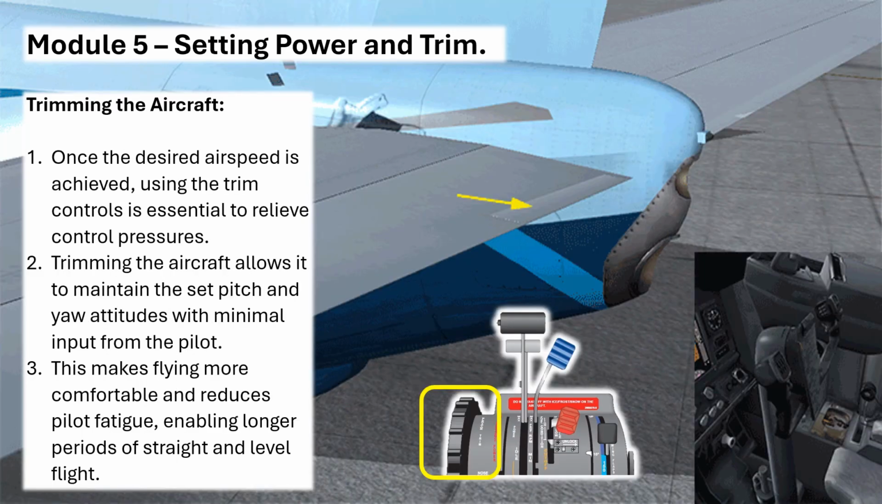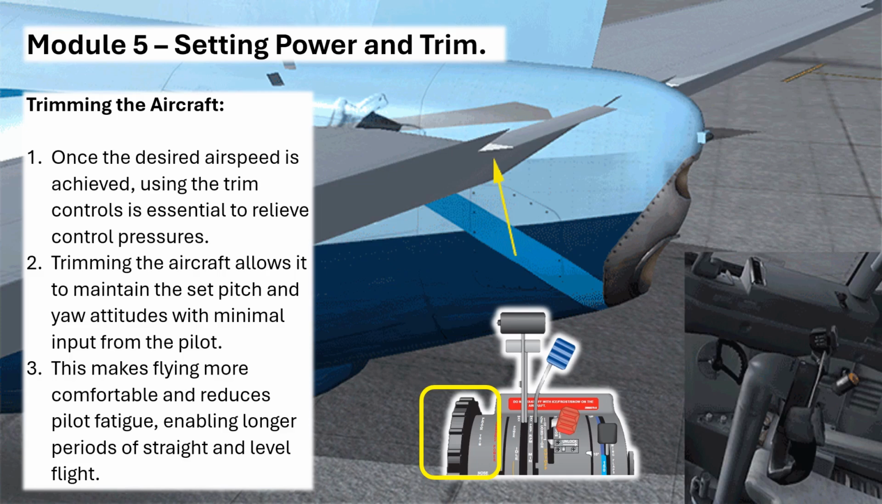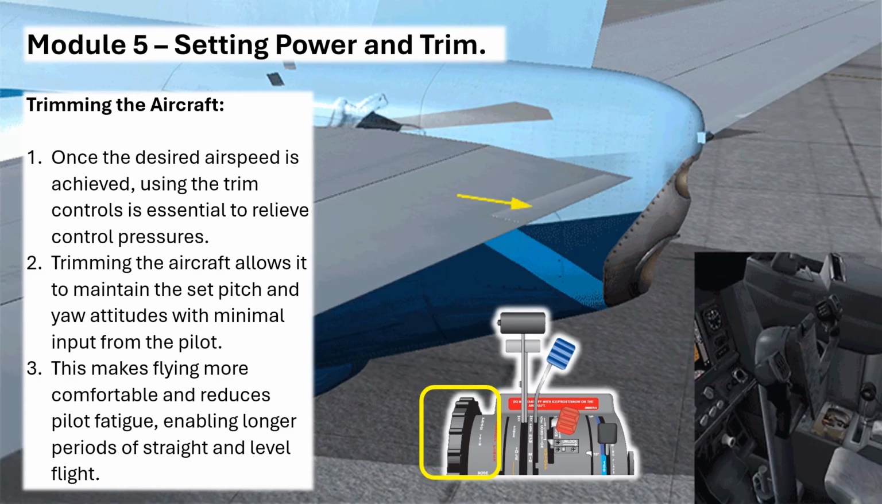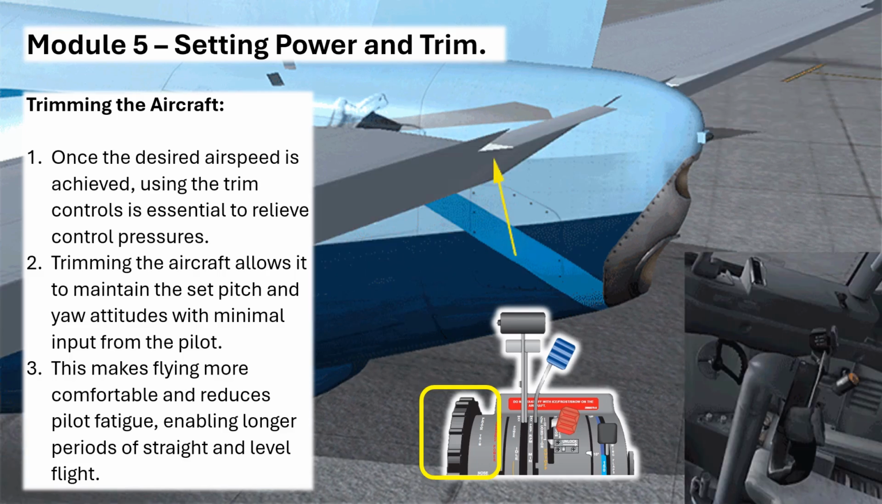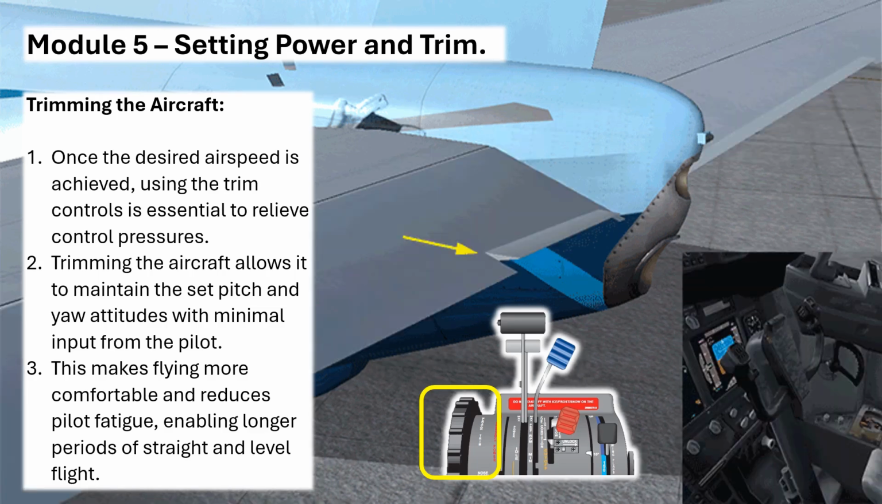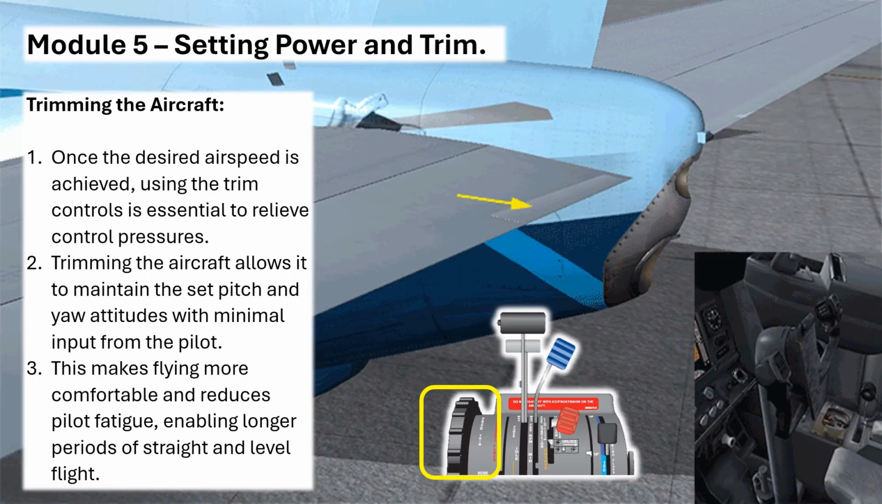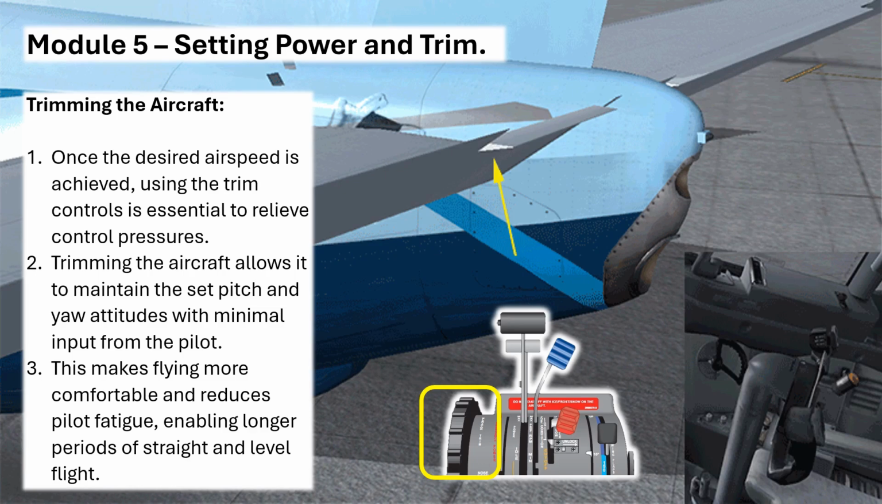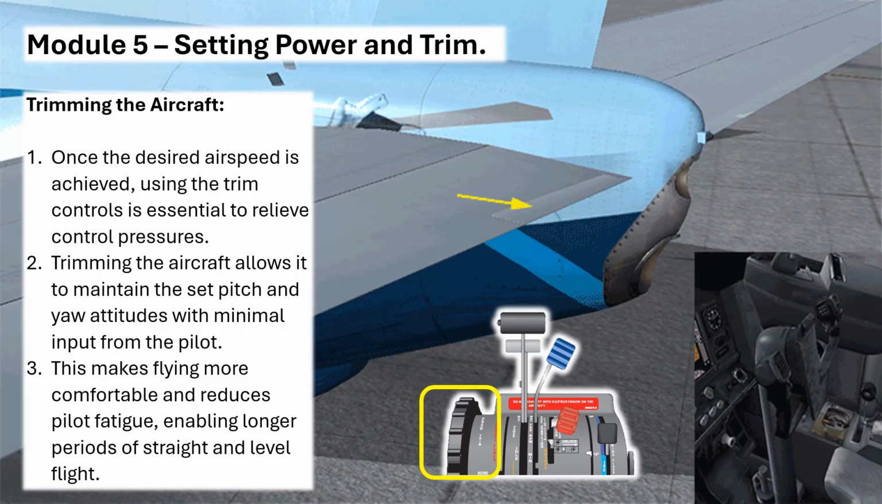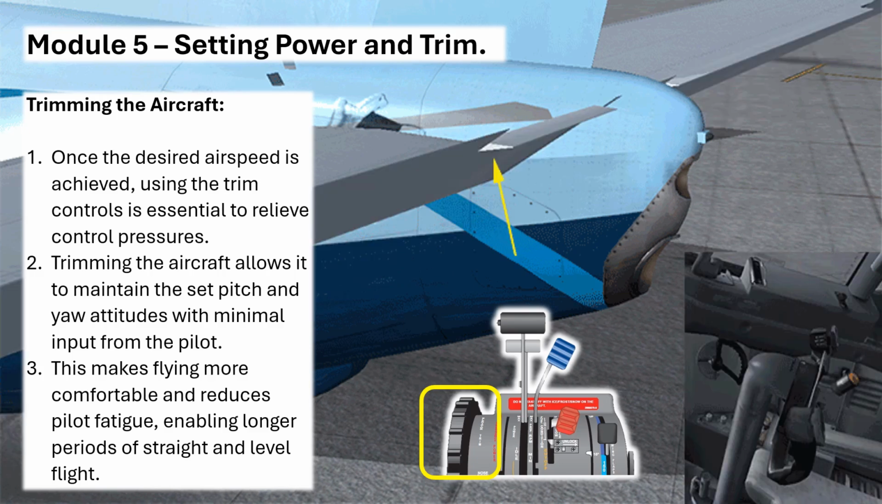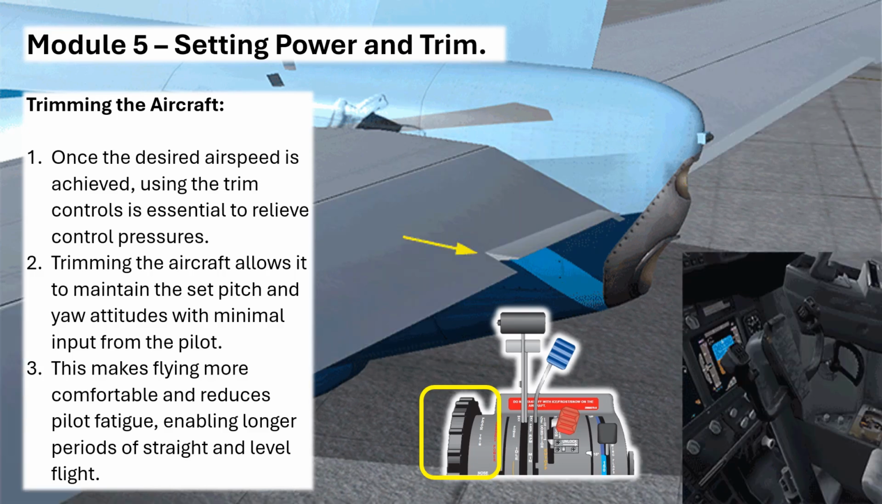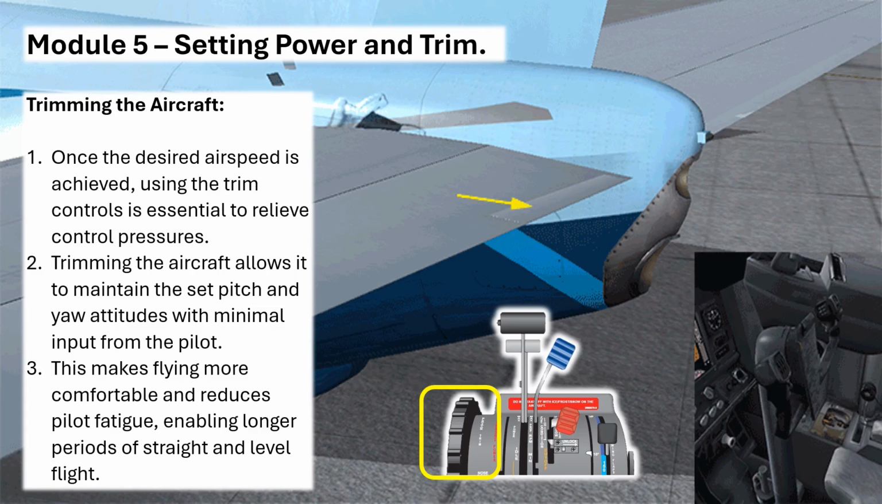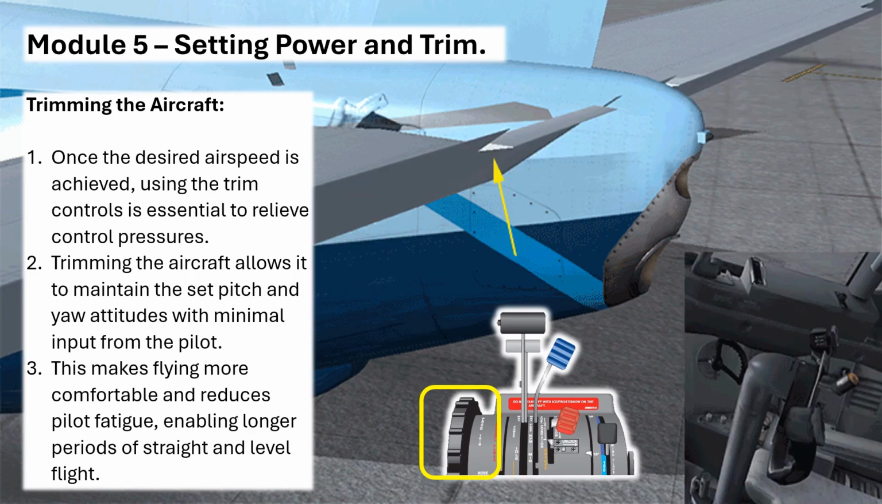Trimming the aircraft. 1. Once the desired airspeed is achieved, using the trim controls is essential to relieve control pressures. 2. Trimming the aircraft allows it to maintain the set pitch and yaw attitudes with minimal input from the pilot. 3. This makes flying more comfortable and reduces pilot fatigue, enabling longer periods of straight and level flight.